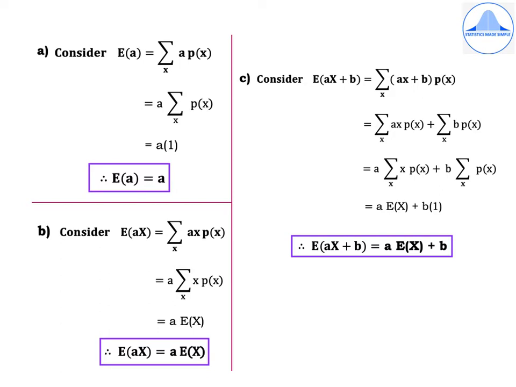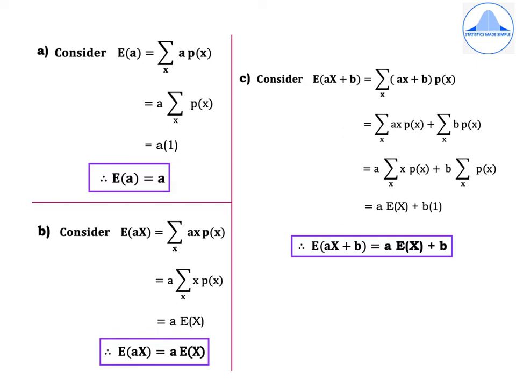That means expectation of any constant will be the constant itself. So for example, E of 7 will be 7, E of 25 will be 25, E of minus 50 will be minus 50, E of 0 will be 0. So remember that the expectation of a constant is a constant itself.